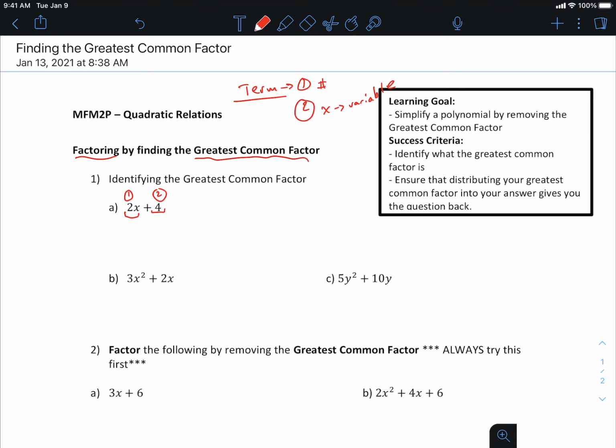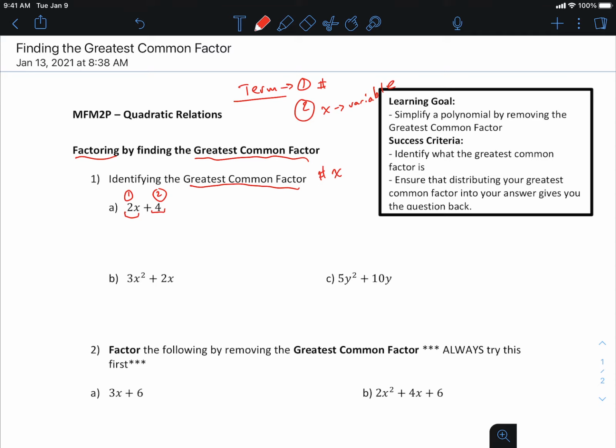So when we're finding the greatest common factor, we're trying to find the thing that goes into both terms, or the biggest thing that goes into both terms. It's going to have two pieces, if it's allowed to. The greatest common factor is going to have a number piece and also a variable.